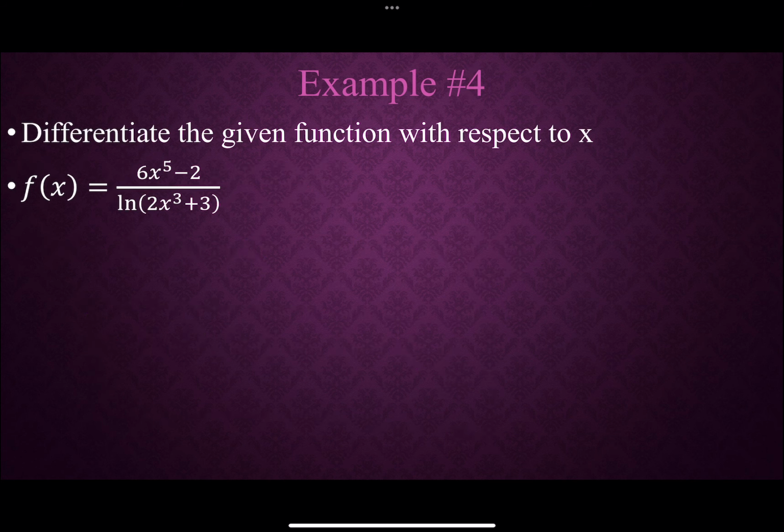So with our quotient rule, here we'll have to be careful because it will create a fraction within a fraction, so we are going to have to deal with that aspect of it.